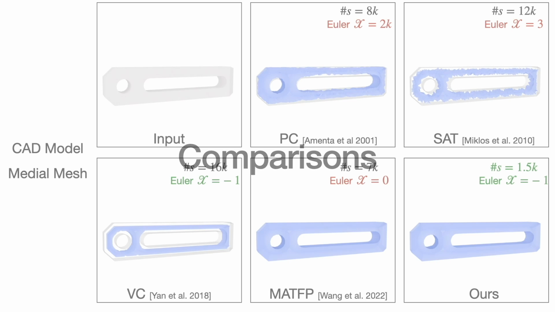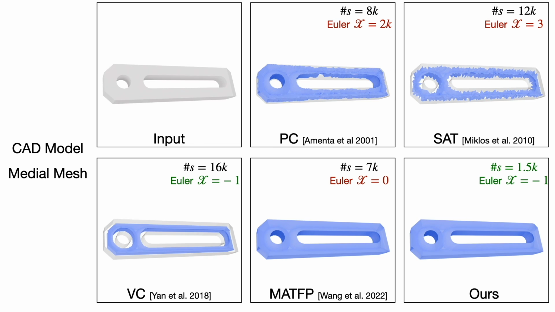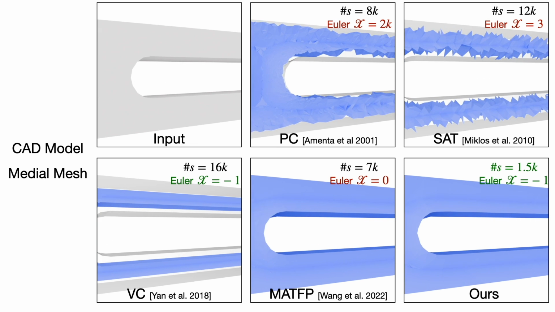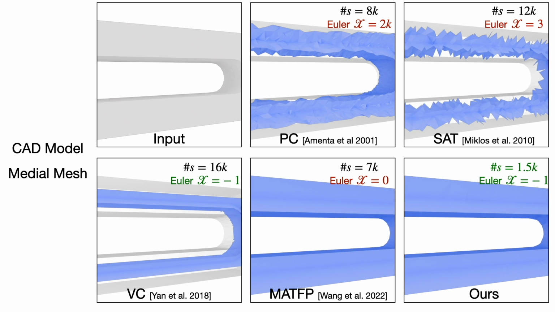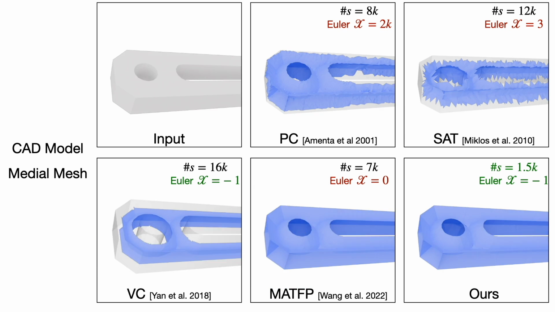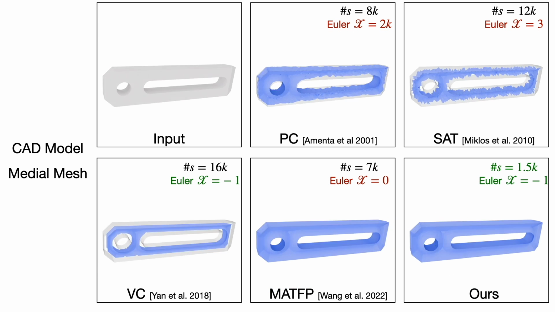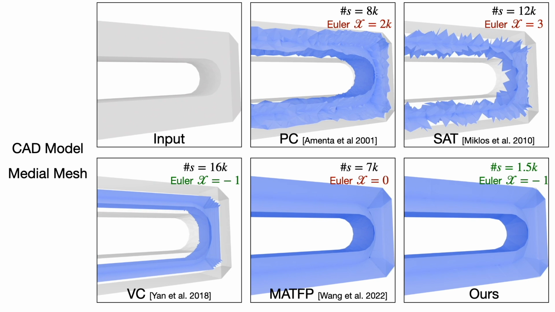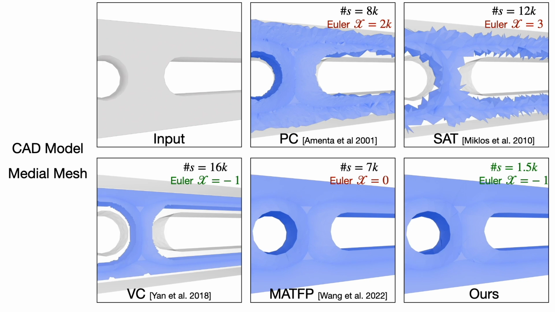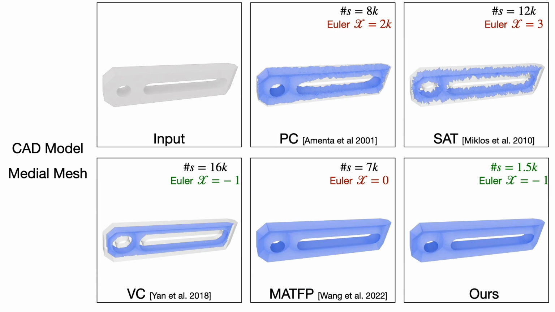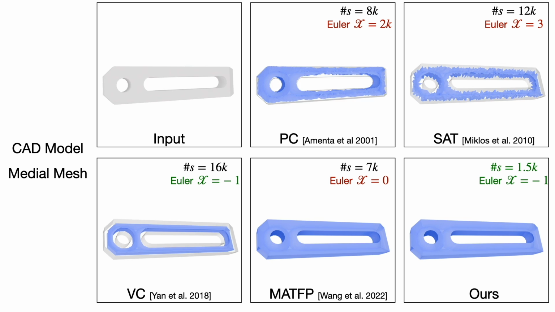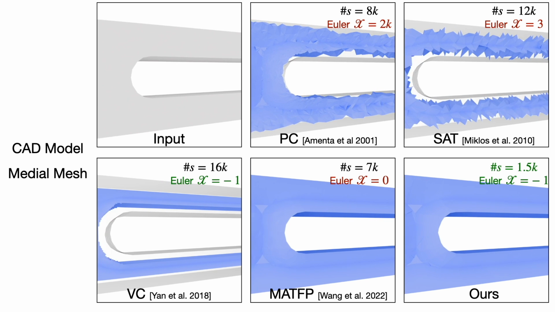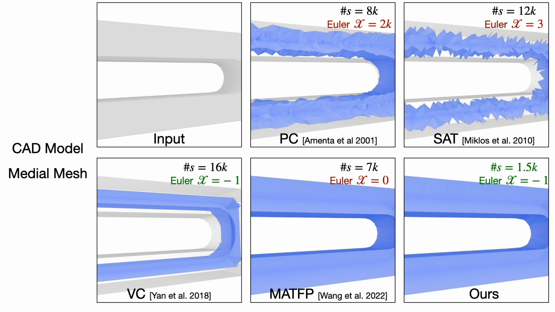Here we show some comparisons on both a CAD model and an organic model. We compare our method with 4 classical methods for approximating the 3D medial axis, including 3 point cloud-based methods and 1 voxel-based method. MATTFP and our method are the only 2 methods that take medial feature preservation into account. All other methods struggle to preserve sharp edges and corners for CAD models. However, MATTFP struggles with topology preservation, as the Euler characteristic of its generated medial mesh is not consistent with the input shape.